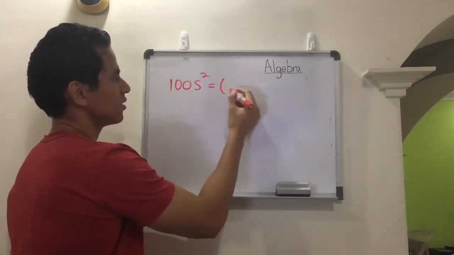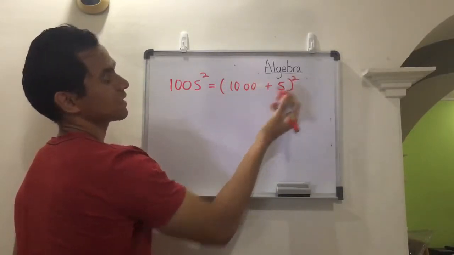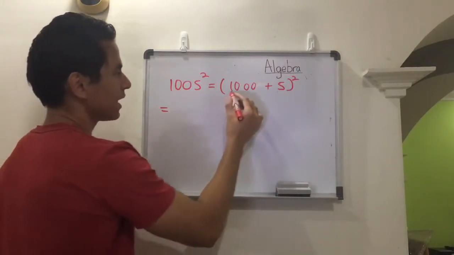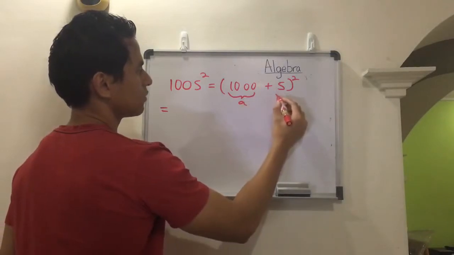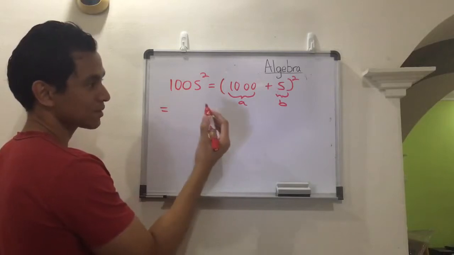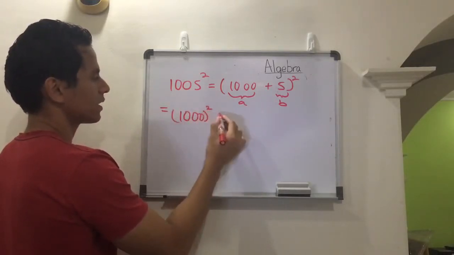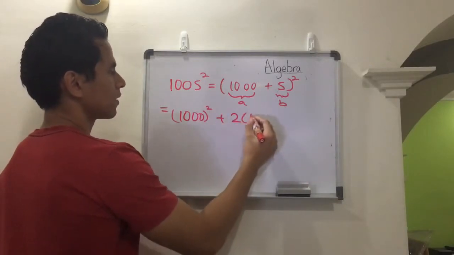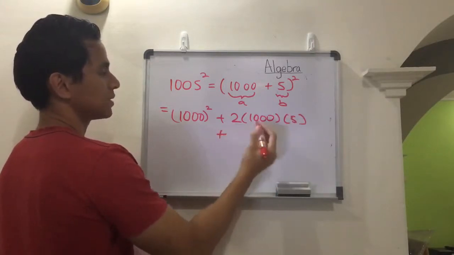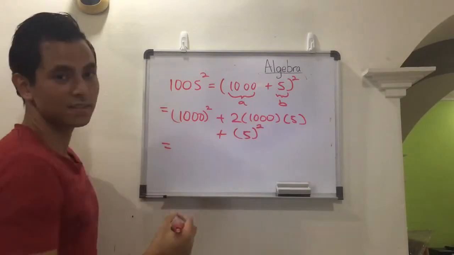I can just break this down to (1000 plus 5) square, right? So now our 1000 is our a and now 5 is our b. Hence we get a square plus 2ab plus b square. So a square is 1000 square, plus 2ab, plus b square. So 5 square, that's 25. Okay, so now I'll simplify this.